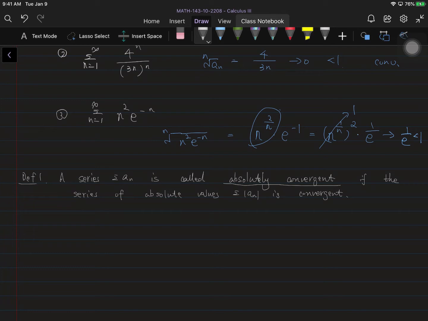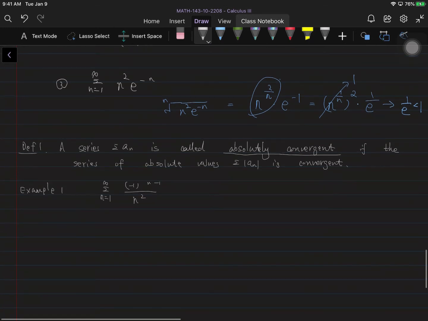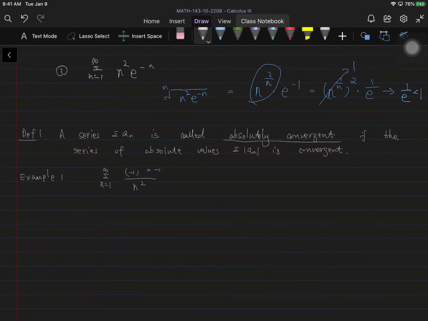Okay, now let's take a look at some examples. Let's take a look at the first series, the sum of (-1)^(n-1) over n squared. From the series, we know this is an alternating series: positive, negative, positive, negative. Let's see whether this is absolutely convergent or not. If we take the absolute value of all the a_n, that means we take the absolute value of all the terms.